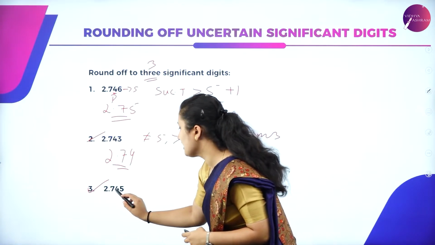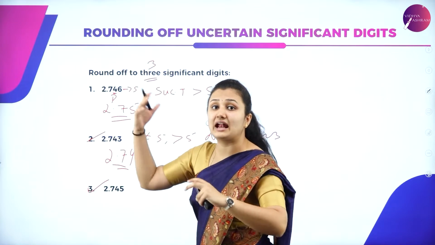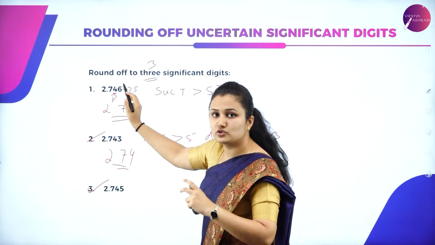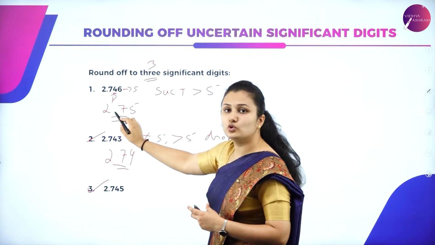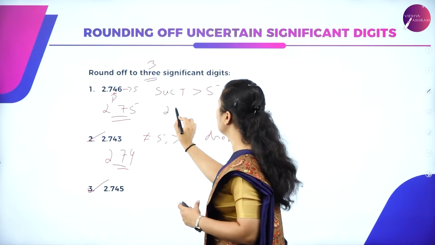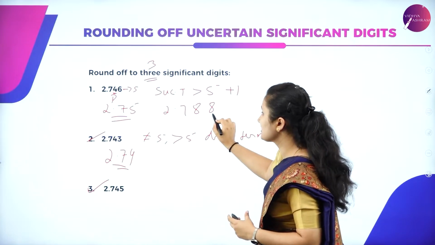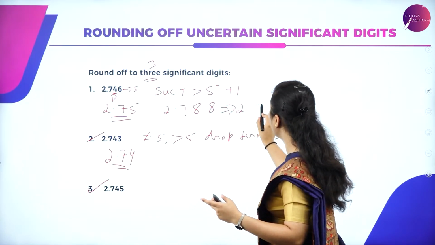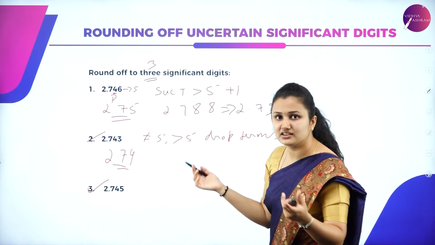You have 2.745. So it is equal to 5. If it was greater than 5, the preceding term will be raised by 1. So plus 1 will be added to your preceding term. It will be 2.75. Or you have 2.788. Your succeeding term is greater than 5, so my answer will be 2.79. 8 is greater than 5.